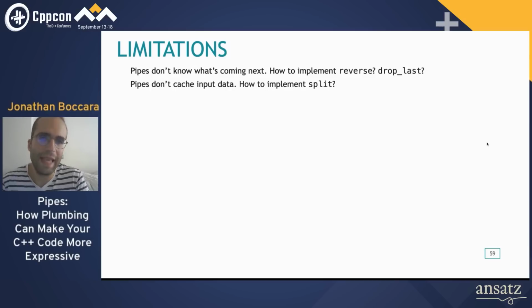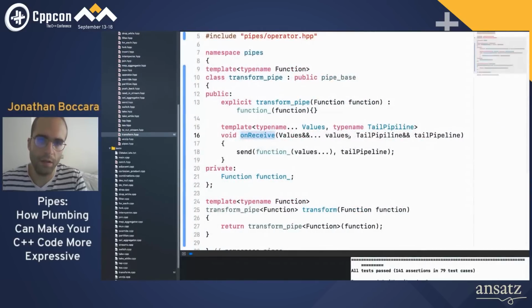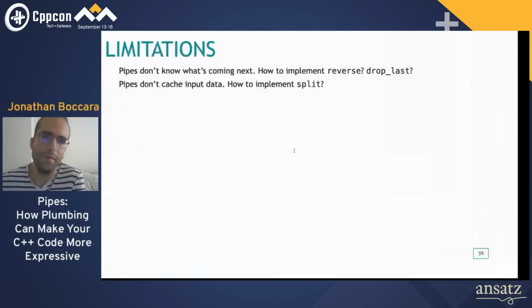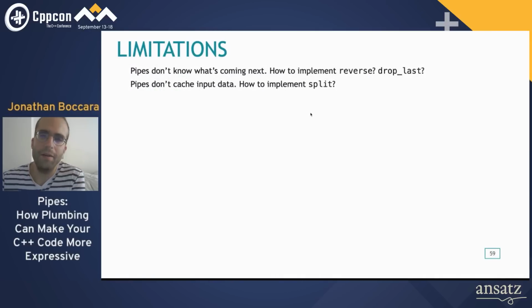And pipes don't cache input data. I'm not sure this is a limitation of the push model. It's certainly a limitation of the pipes library, because since anything can come into a pipe, it's a template, we can't store it because we don't know what type it is, right? So how can we implement split? As in, if you have a string and you'd like to split it according to the commas, for example, or spaces. I don't know how to do that with pipes, even though we can do that with ranges, and we can also do reverse and drop last with ranges.